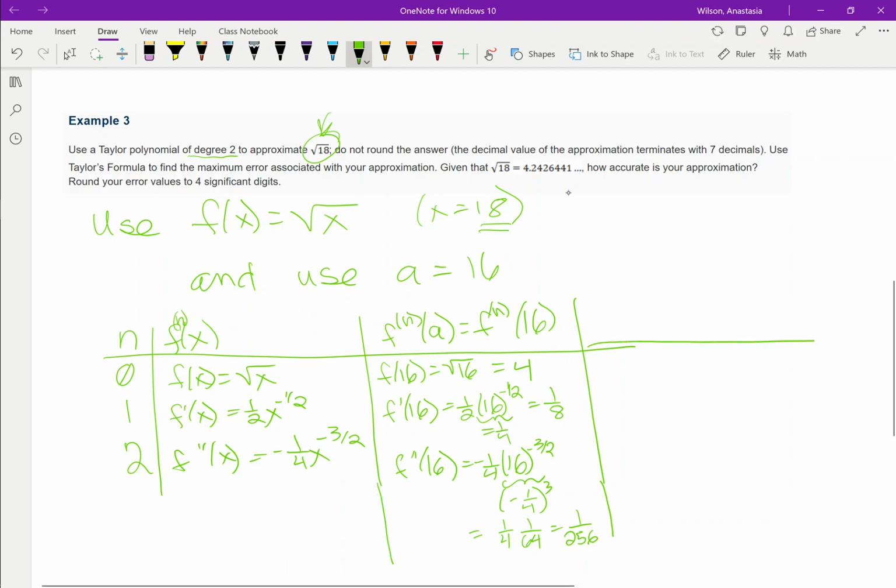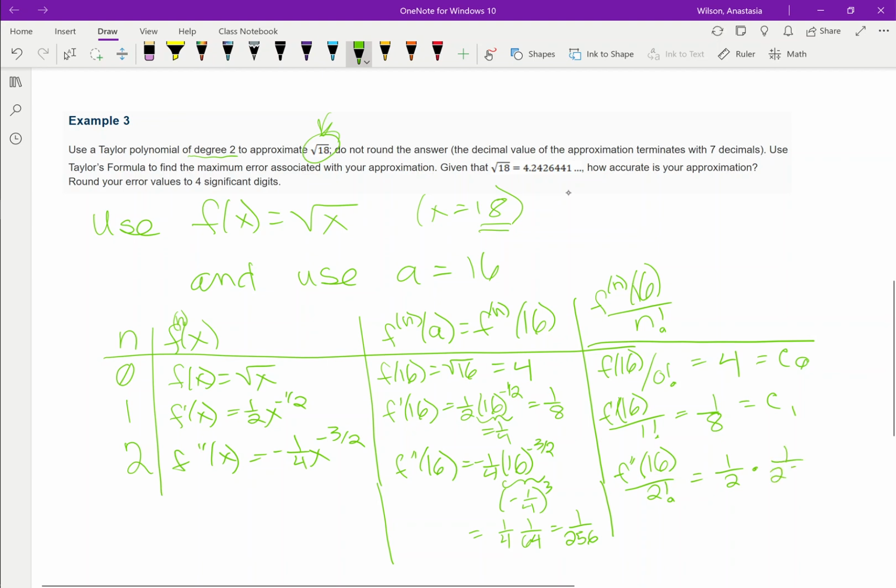Now, to finish off our table here, we need to take our nth derivative evaluated at 16 and divide by n factorial. So first off, we have f evaluated at 16 over 0 factorial. Remember, 0 factorial is just 1, so this gives us just 4. F prime of 16 over 1 factorial is just f prime of 16, which is 1/8. So we have our 0th coefficient and our first coefficient, and f double prime of 16 divided by 2 factorial means we are going to have 1/2, the 2 coming from the 2 factorial, times 1/256, and that gives us 1/512.